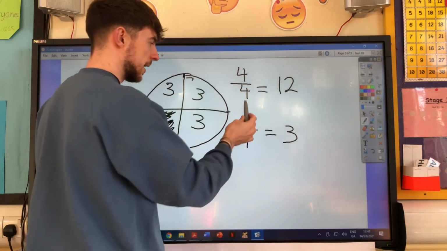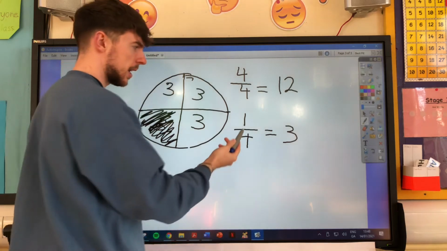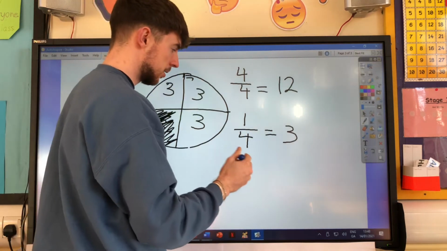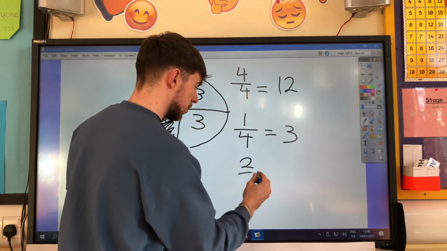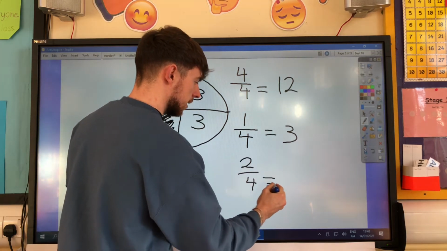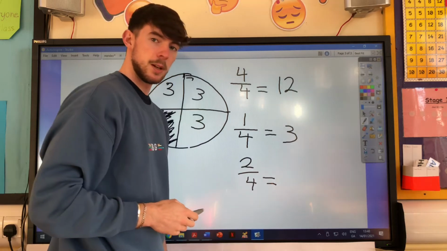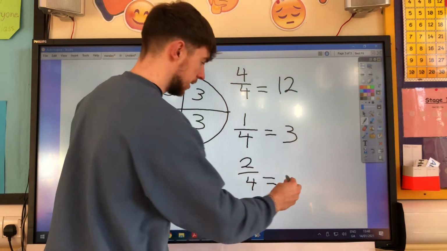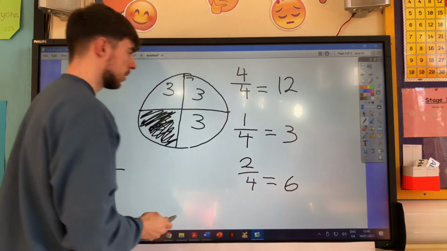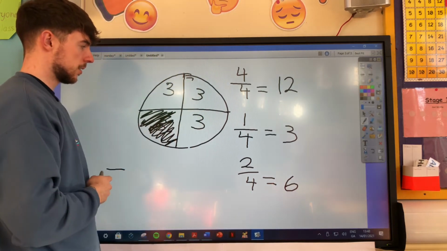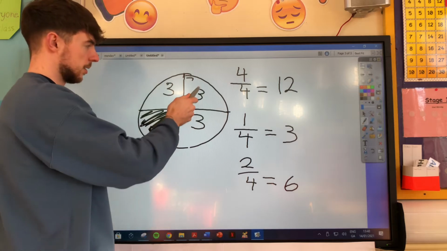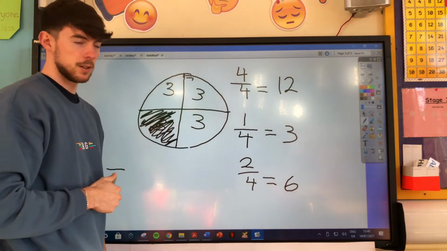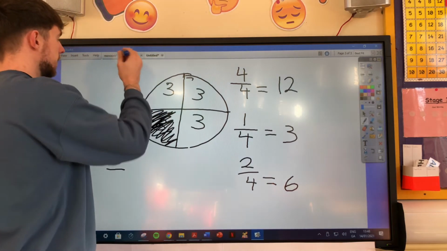So we have 1 quarter. How do we make that into 2 quarters? We multiply by 2. So 2 over 4 is equal to, and we have to multiply this side by 2 as well. What do we get? 6, don't we? And we know that 2 quarters of the circle is 3, 6. So 2 quarters of the circle is 6.